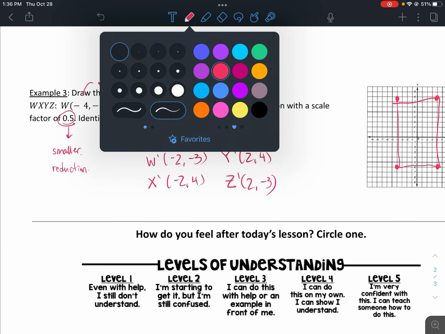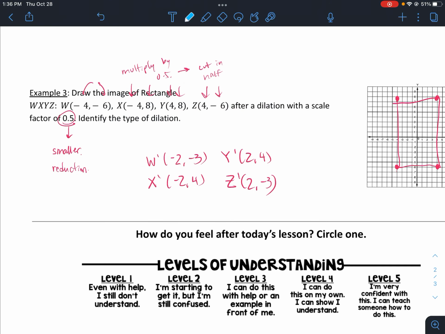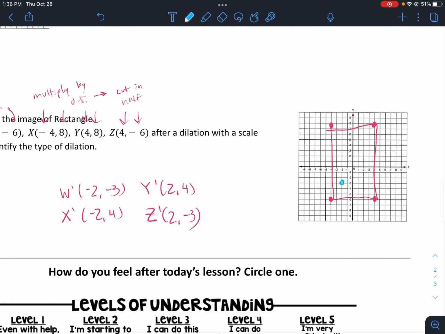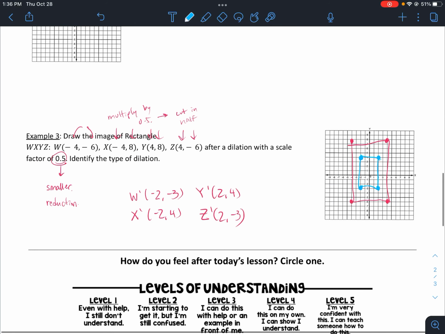All right, let's plot these points and see if our prediction was correct. So negative 2, negative 3 would be right here. Negative 2 comma 4, 2 comma 4, and 2 negative 3. This is my final image, and it did get smaller, so it was reduced.